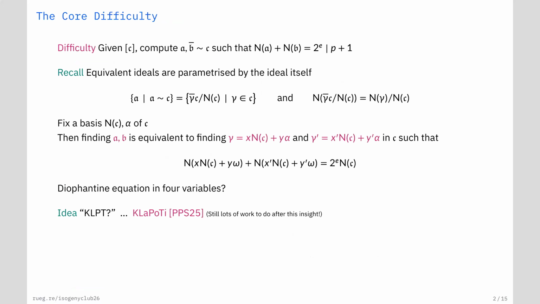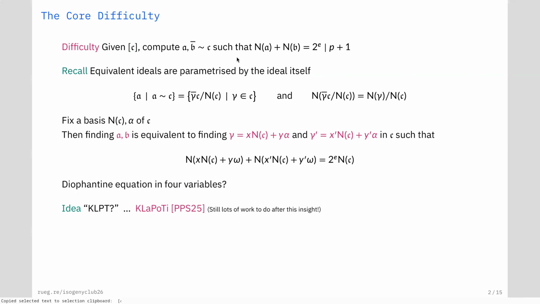And we see that the core difficulty in practice is really just, if I have a class, I need to actually compute these ideals A and B conjugate that are equivalent to C, so they're representatives of this class here. And we want that the sum of the norms is a power of 2, right? So this is something that you don't get for free, but we can think about it for a minute, right? We can recall that the equivalent ideals are parameterized by the ideal itself. So that's a lot of words to say what's written here formulaically, that if I want to write down the set of all equivalent ideals to C, I can parameterize these by multiplying by the conjugate of some element in C and then dividing by the norm of the ideal C.